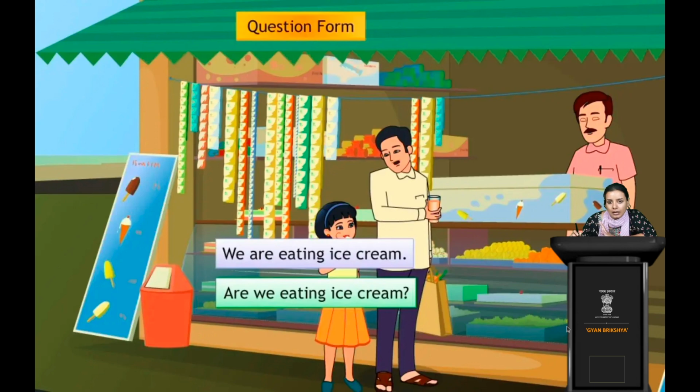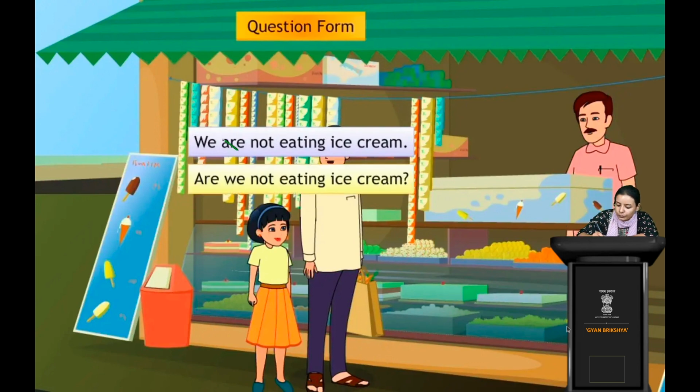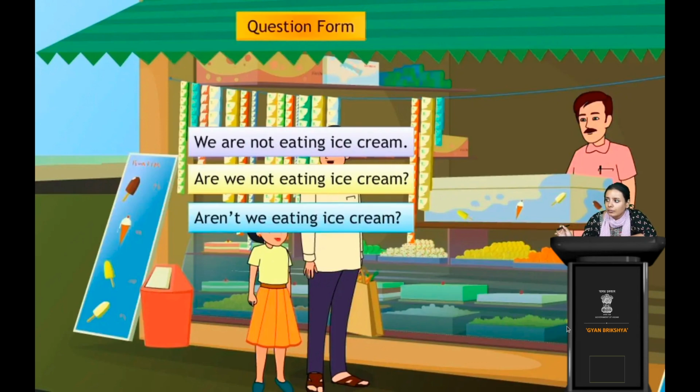Now see, what is this? We are not eating ice cream. Now how are we going to change this negative sentence? Are we not eating ice cream? Like, are we not eating the ice cream? Question mark. Simple. Very good. Now see with the next one. We can also say, aren't we eating ice cream?